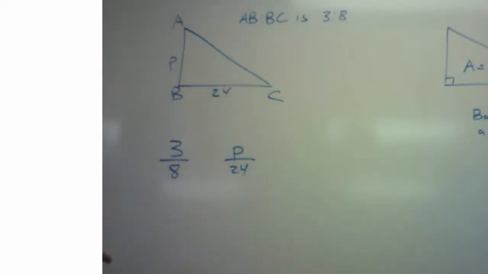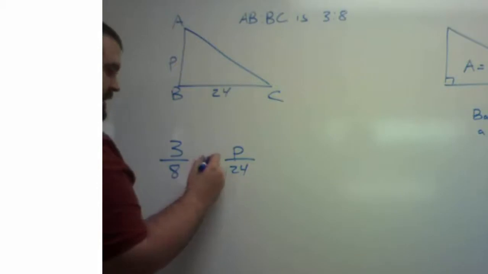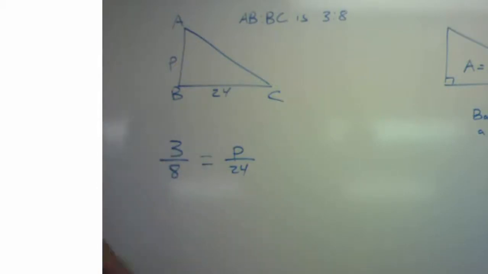Well, hold on a second. If this side to this side is 3 to 8, and it's also P to 24, it's the same ratio. They have to be equivalent. They're of the same 2 exact lengths. So I really have a proportion here. 3 to 8 is the same as P to 24 in this case. Whoa, no way. So it's a proportion.